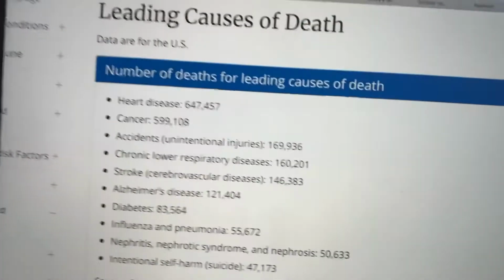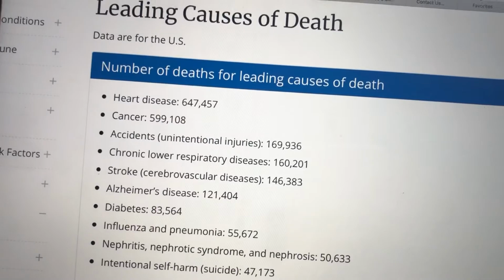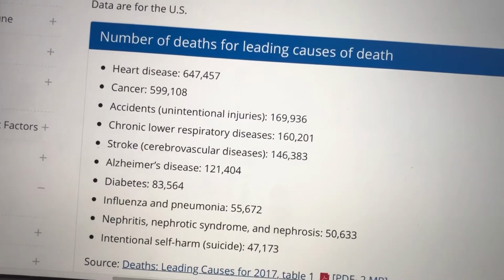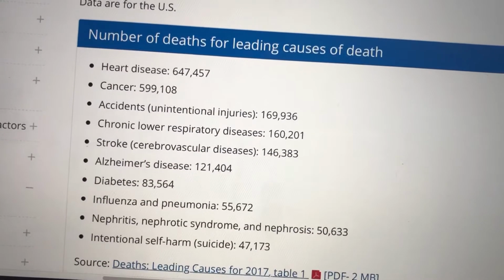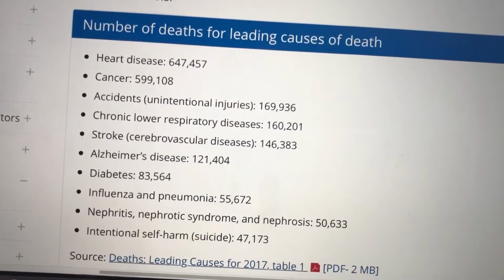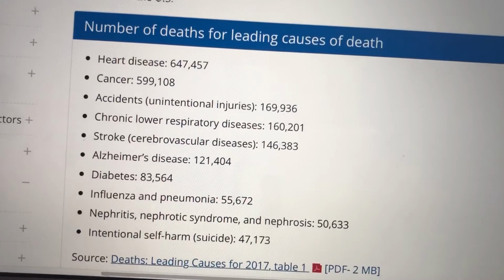So heart disease is our number one leading cause of death in the U.S., and these stats are probably from last year or the year before. So heart disease ranks number 1, cancer 2, accidents, especially car accidents, is number 3, so make sure you wear your seatbelt. Chronic lower respiratory disease is 4, stroke 5, Alzheimer's disease 6, and diabetes 7.